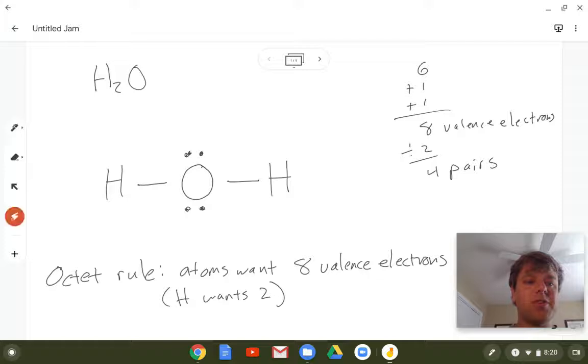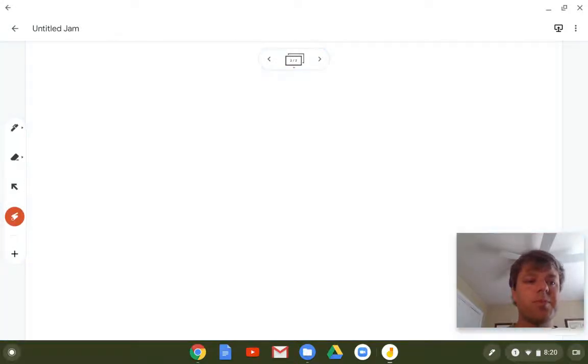So this represents our 1, 2, 3, 4 pairs of electrons. Hydrogen has its 1 pair or 2 electrons. This other hydrogen has its 2 electrons, and this oxygen in the middle has 1, 2, 3, 4 pairs or 8 electrons. And so this would be a Lewis structure for a water molecule. So I know that's a lot, maybe a little confusing, so let's look at a few more examples.